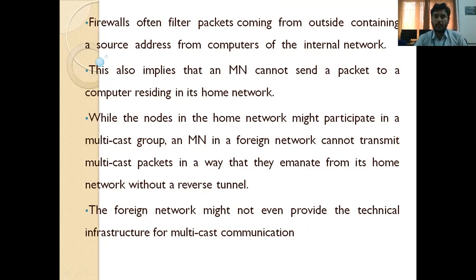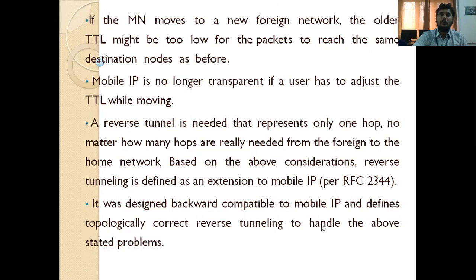The foreign network might not even provide the technical infrastructure for multicast communication. If the mobile node moves to a new foreign network, the older time to live might be too low for the packets to reach the same destination nodes as before. So mobile IP is no longer transparent if a user has to adjust the time to live while moving.